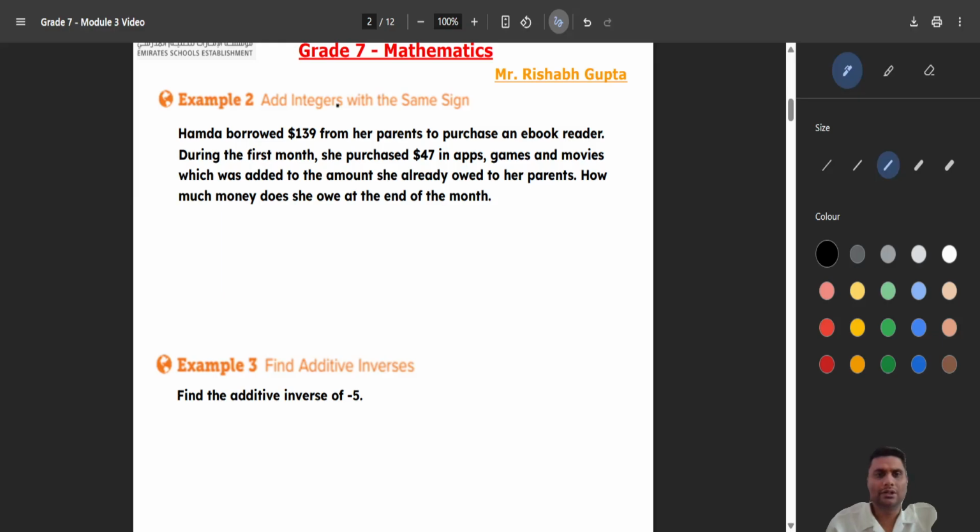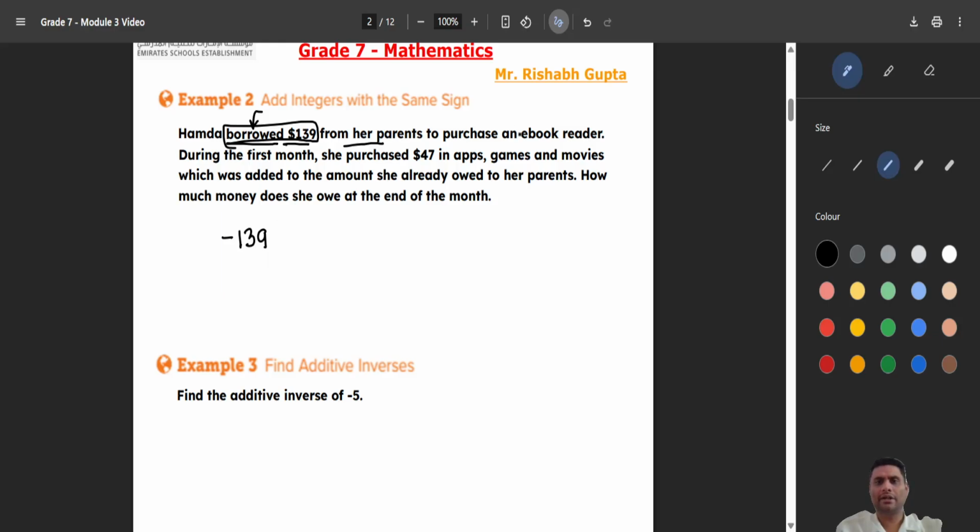Next question. We have to read this. Hamda borrowed $139 from her parents. When you are borrowing some money, this is not your money. It means you have to give it back. And when you have to return some money, your amount will go down. Down means minus. So when we say borrowed $139, it means minus $139.